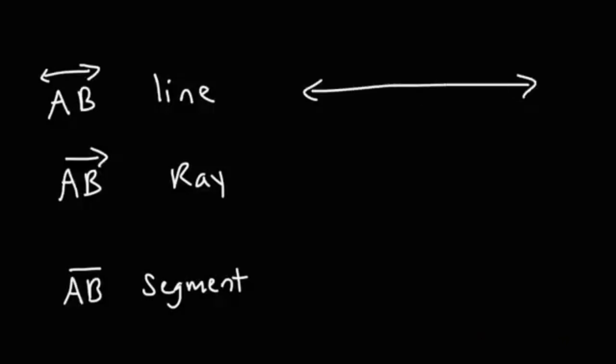So this is a line. This is a ray. A ray has a beginning, but then it continues forever in the other direction. A segment is limited in length. It has a beginning and an end.